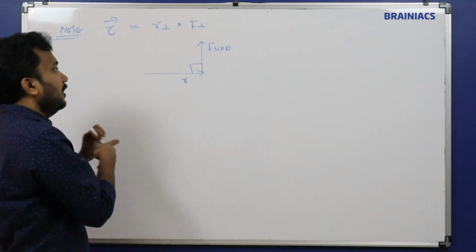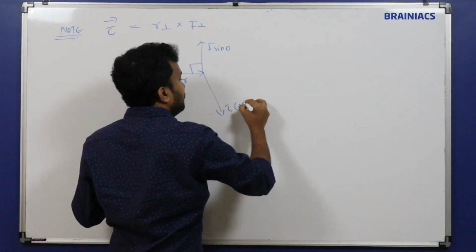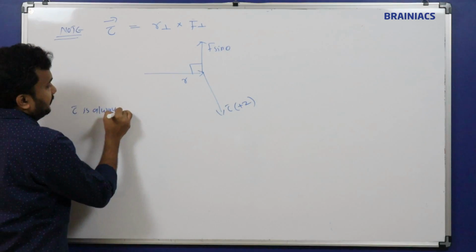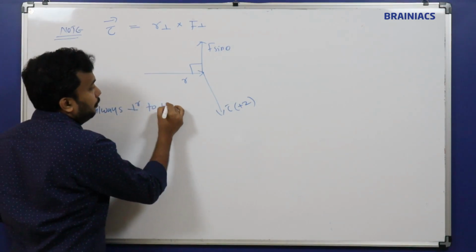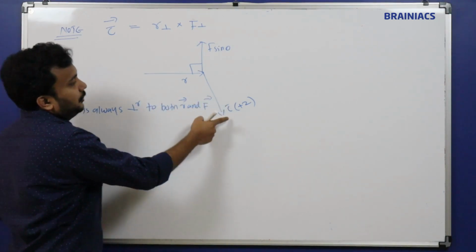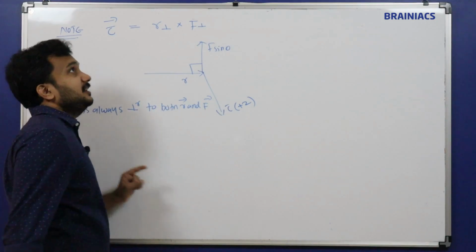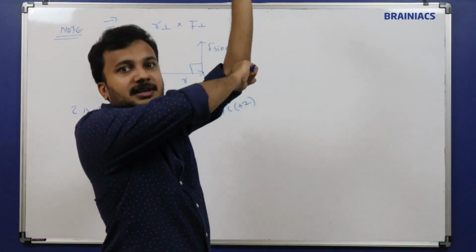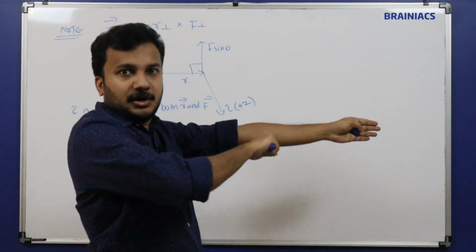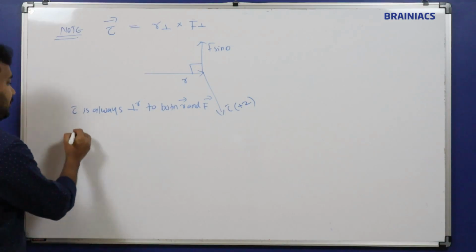What is the direction of torque? r cross F sine theta, so Z. I am just marking this is your torque. Torque is in the plus Z direction always. So I can say torque is always perpendicular to both r and F. Is this correct? r is in the X direction, torque is in the Z direction, so it is perpendicular. F sine theta is in the Y direction and torque is like this. So both are 90 degrees, right? So torque is always perpendicular to r and F.